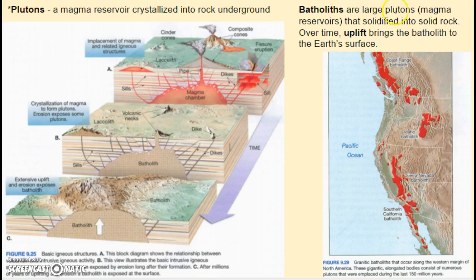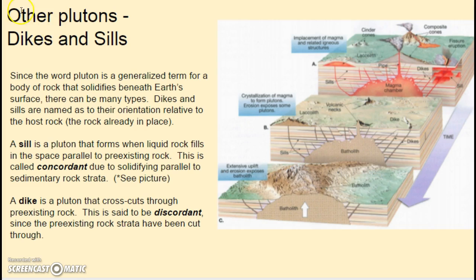Batholiths are large plutons, these magma reservoirs that solidified into rock and over time were uplifted and brought to the Earth's surface. And these are granitic batholiths that really comprise the base of the North American continent and all continents. All continents are built upon these felsic batholiths. These are like the basis of which continents are formed. Well, there are smaller ones too, plutons, and these are what we call dikes and sills.